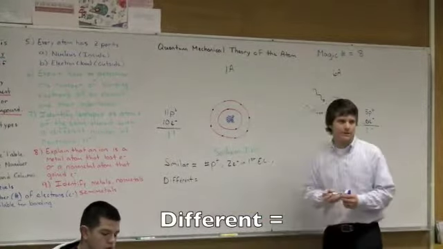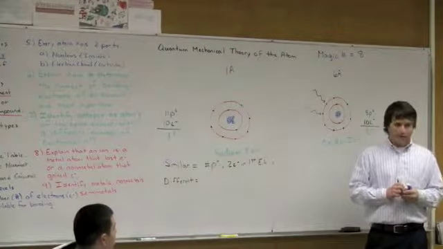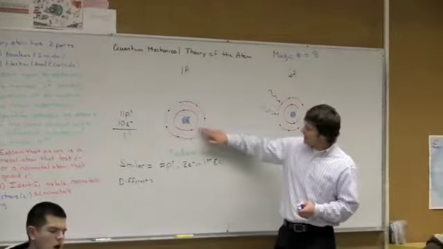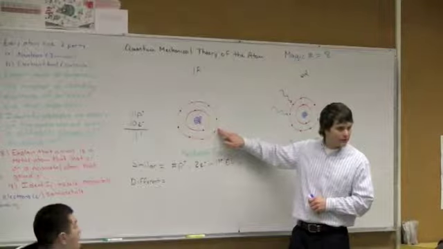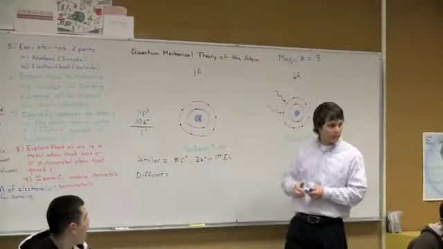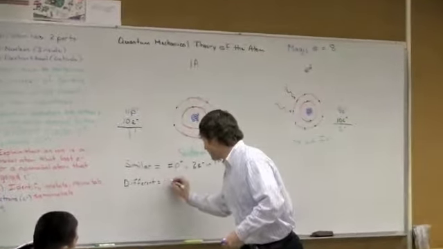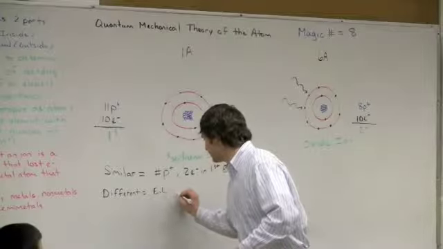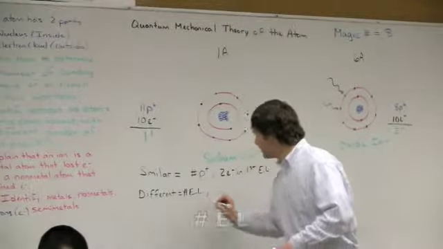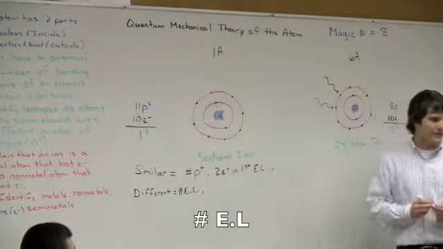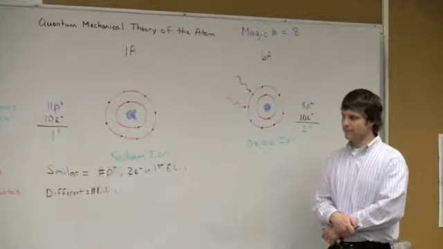What is different about them? Energy levels. So this guy, the ion, has 2 energy levels, but the atom had 3. So for different, I would just put capital E, capital L, and a number sign in front of it. So the number of energy levels, absolutely. Number of energy levels is different.